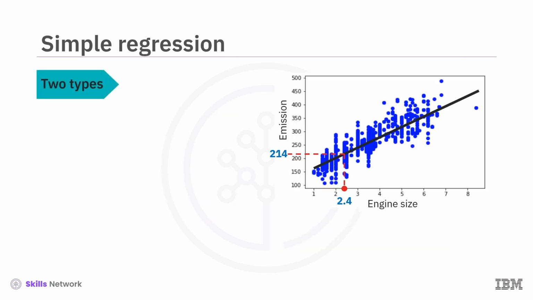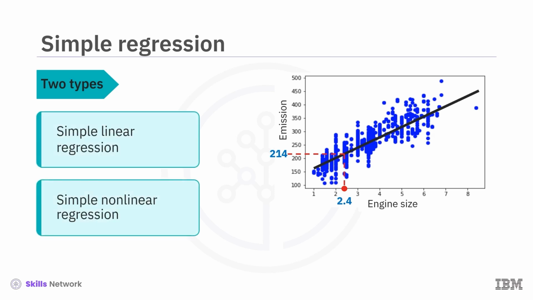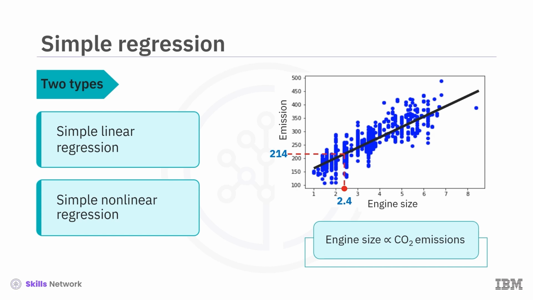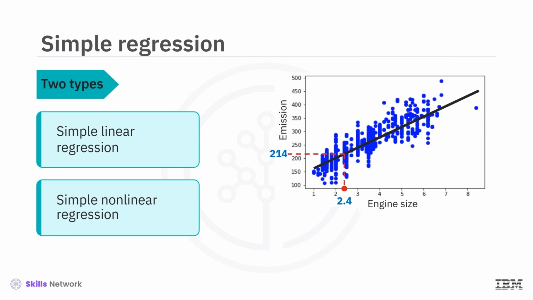Simple regression is when a single independent variable estimates a dependent variable. Simple regression can be linear or nonlinear. For example, predicting CO2 emission using the variable engine size. Simple linear regression imposes a linear relationship between the dependent and independent variables. Similarly, nonlinear regression creates a nonlinear relationship between those variables.